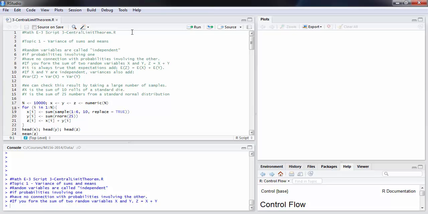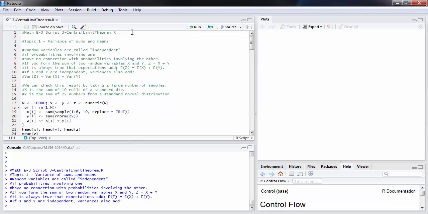It's fairly reasonable that the expectations add up under these circumstances, but it's quite counterintuitive that the variances, which involve squaring, also add up. Nonetheless, it's true. The variance of the sum is equal to the variance of x plus the variance of y.